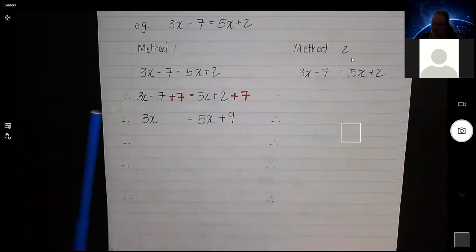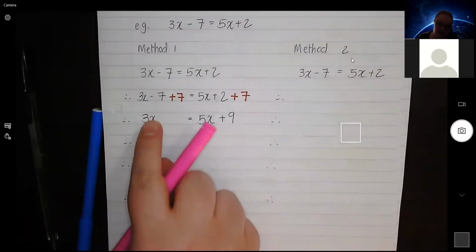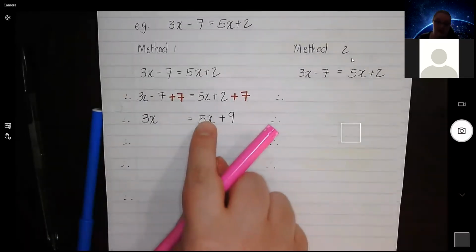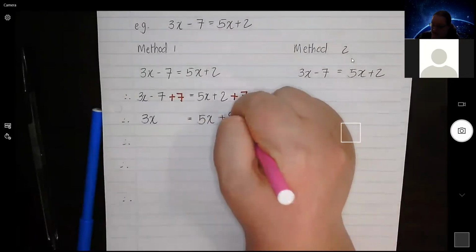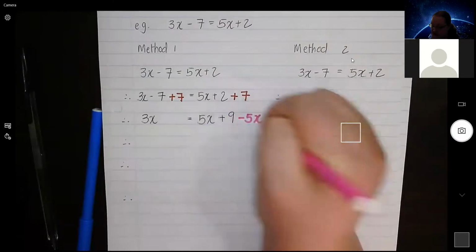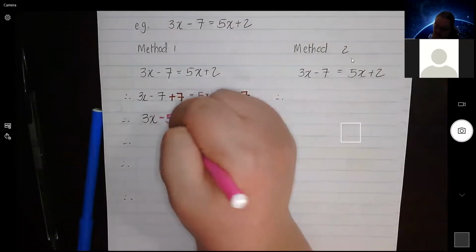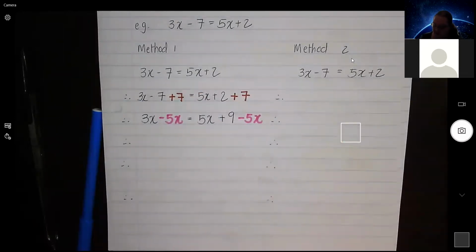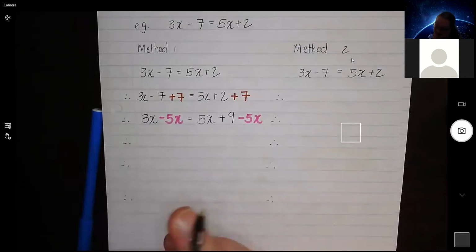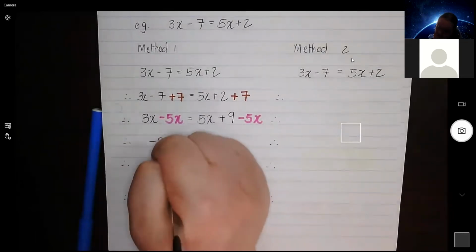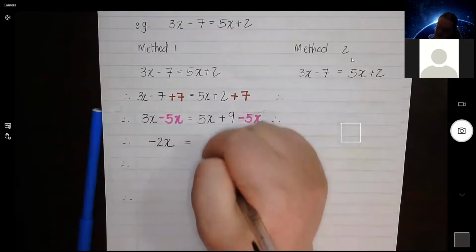Now I have decided that I want the x's on the left side, so I don't want any on the right-hand side. I want to get rid of the x's on the right-hand side, and I'm going to subtract 5x to do that. But what I do on the one side, I must do on the other. 3x minus 5x gives me negative 2x. And the 5x and 5x here cancel out.